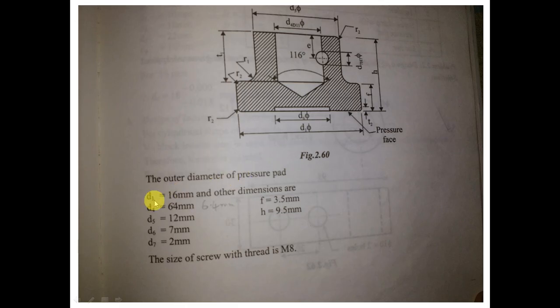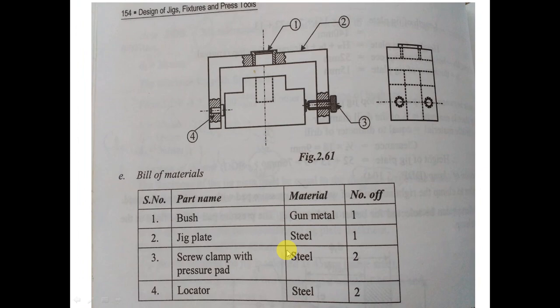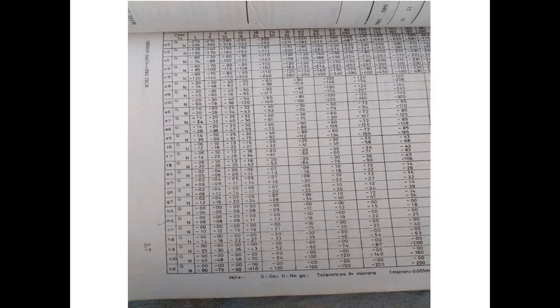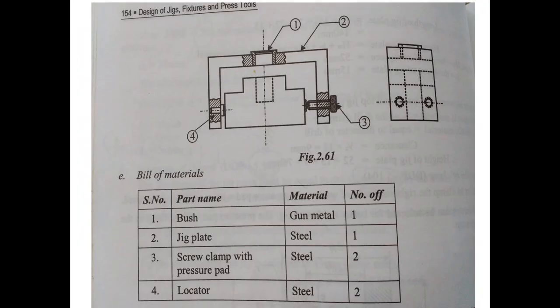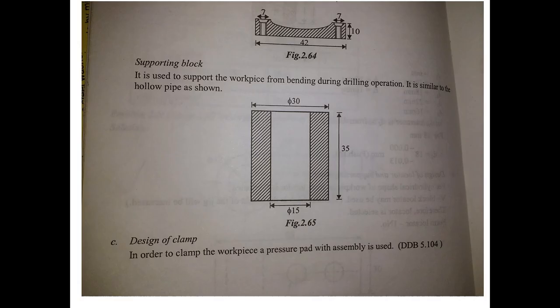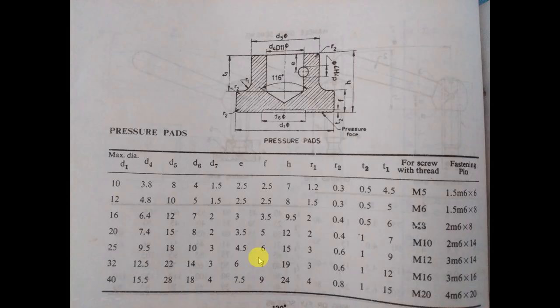So the outer dia of the pressure pad is selected as 16 mm, and based on this we can select the other values. The size of the screw with thread is M8. So this is the pressure pad design data book's photocopy of the pressure pad page. They have selected 16 mm. This is the D value set as 16, similar to the capital D value of the locator. The capital D value of the locator is also set as 16 mm. So 16 plus 16 will be 32, which of course is less than the width of the workpiece, 45 mm.